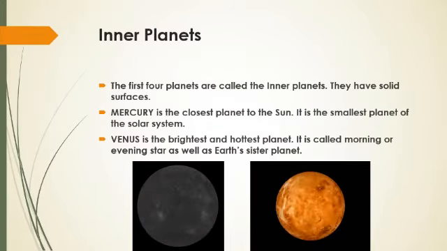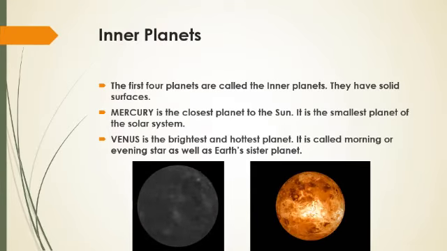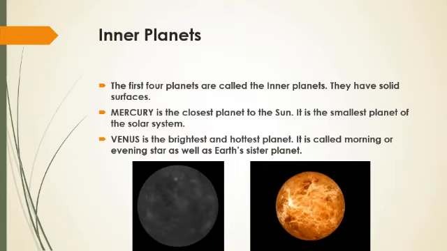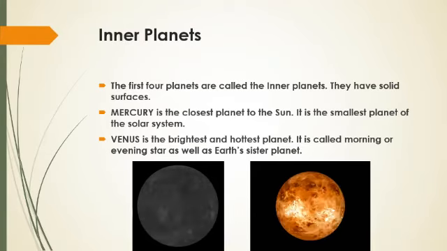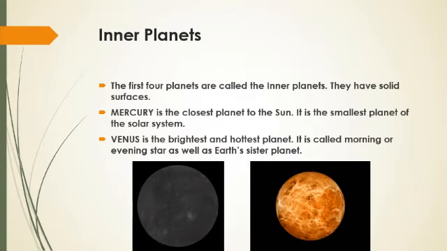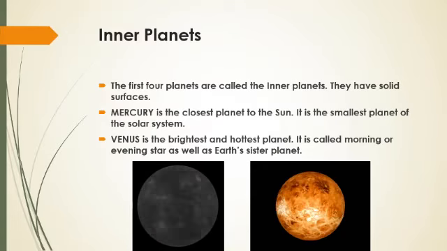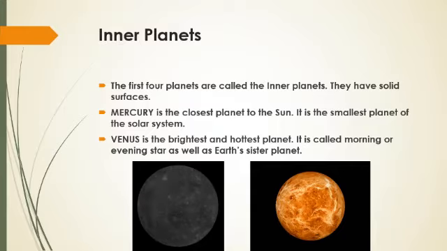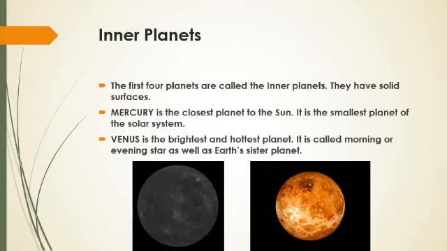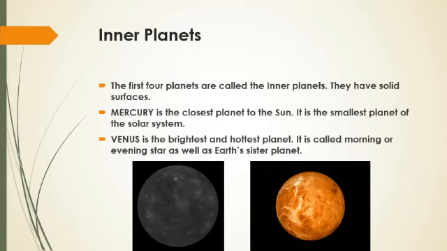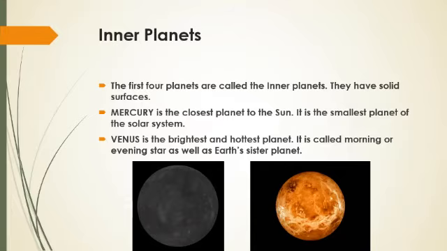Children, the first 4 planets are called the inner planets. Okay. And they have solid surfaces. The first 4 planets of the solar system, that means children, what are they? They are Mercury, Venus, Earth and Mars. They are called the inner planets. They have solid surfaces. So, let us learn about the inner planets at first.